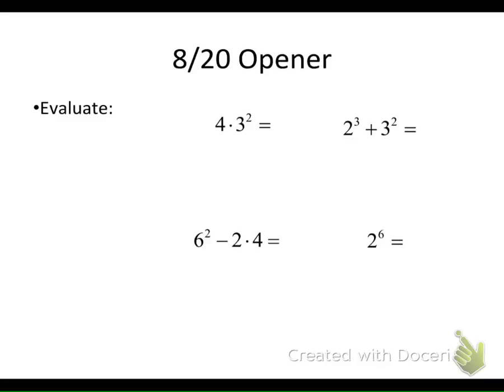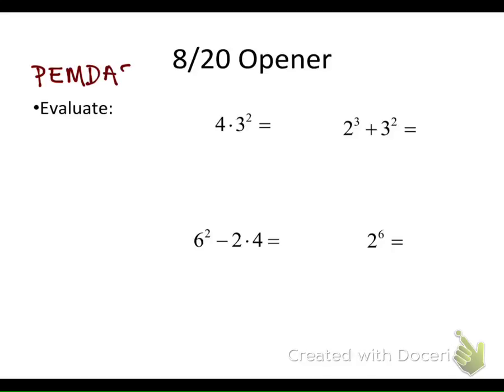Now, when I go to evaluate, when it has more than one operation, remember operation: add, subtract, multiply, divide, it means that I'm going to have to use order of operations. What's that little mnemonic device that helps me remember what operation I do first in order of operations? PEMDAS, right. So we have parentheses, exponents, multiply, divide, and add, subtract.